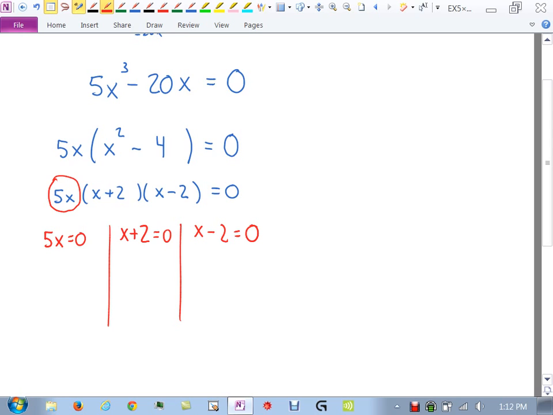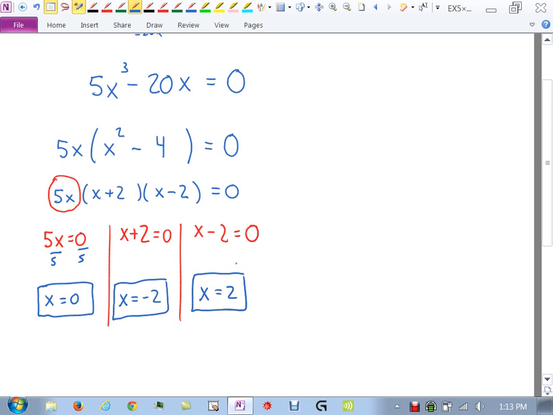How about that first equation? Divide both sides by 5. What is 0 divided by 5? 0. So your answer is 0 here. The next equation, subtract 2 on both sides. You get x is negative 2. The next equation, add 2 to both sides. You get x is positive 2. There are 3 answers: 0, negative 2, and positive 2.